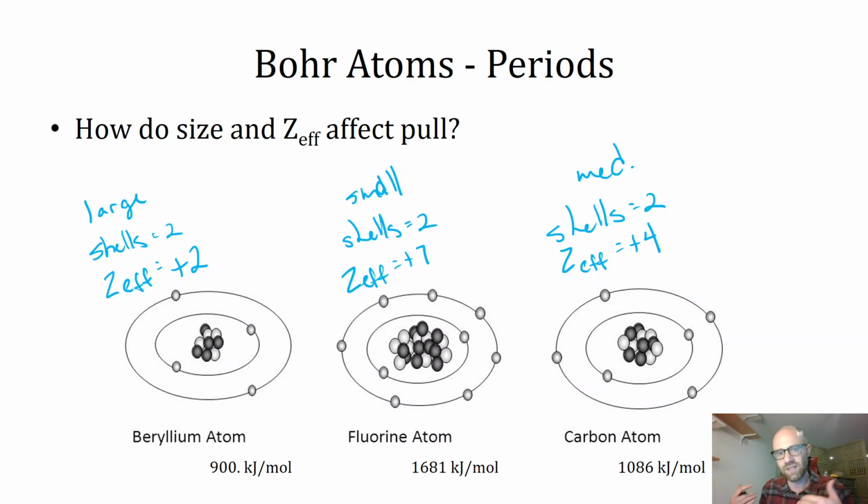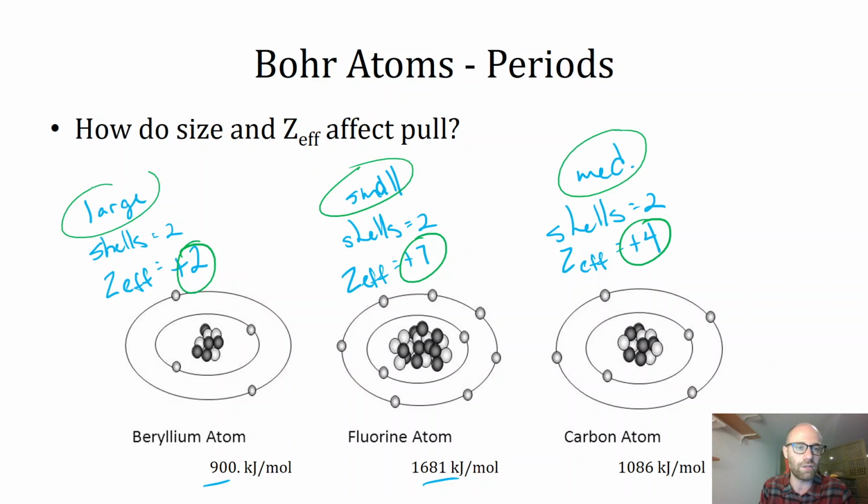Well, we said before that size matters, and that the closer the electron is to the nucleus, the number seems to go up. And I see that here, but there's a much larger difference. It's almost double the amount of ionization energy to remove an electron from fluorine than from beryllium. So I think the other thing we also probably should focus on is this effective nuclear charge. So the two things that seem to matter are both size and effective nuclear charge.